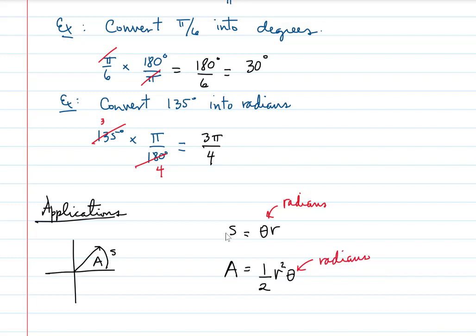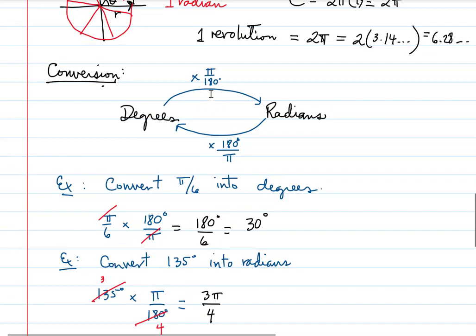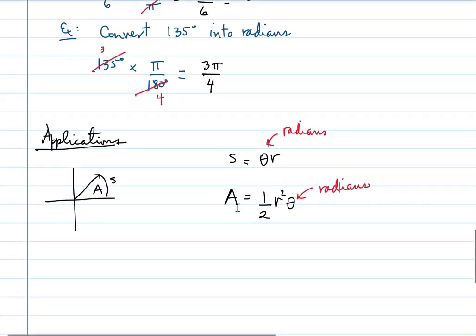I mean, you can derive formulas for this same arc length and area in terms of degrees, but they will be a little bit more involved. You have to do the conversion. So just make sure if you're going to use these formulas, always use the angle in radians. And if it's not in radians, then you can use your conversion factor here to get it into radians before you plug it into these formulas.